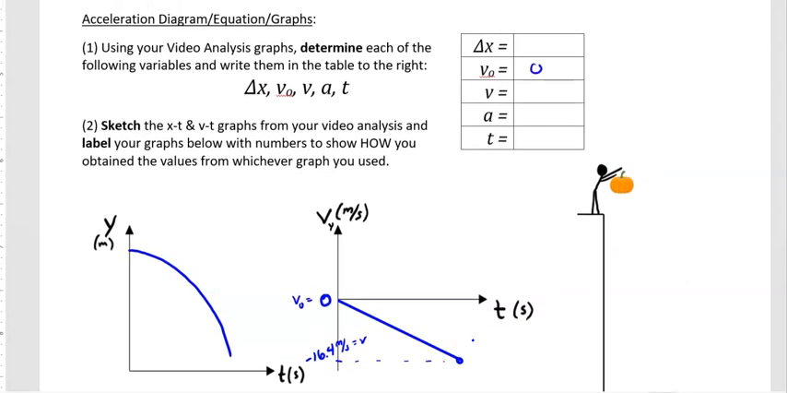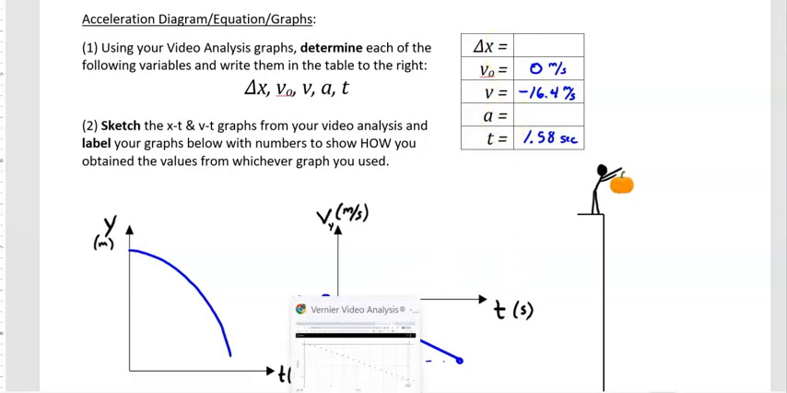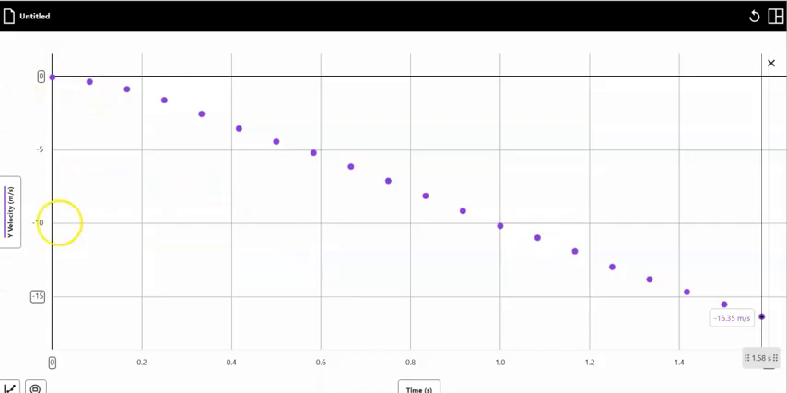It should start at 0 meters per second. My ending speed is going to be negative 16.4 meters per second, and the time was 1.58 seconds. Now we need to get delta x and a. So we use the y-axis to get v0 and v. We use the x-axis value of 1.58 to get the time.